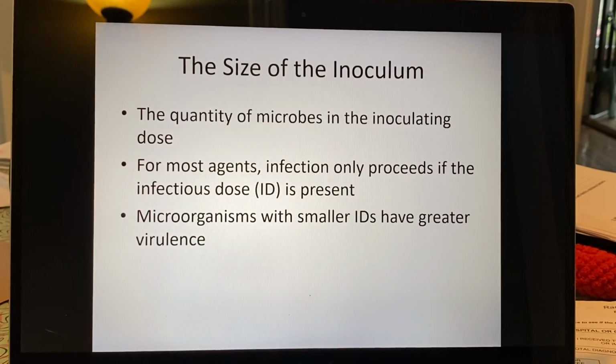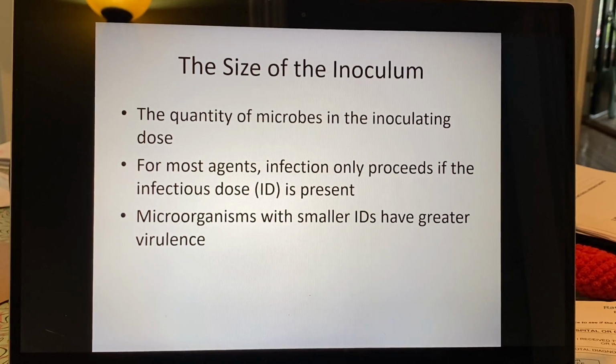So one of the things that matters too as to whether infection or disease develops is the size of the inoculum. And what that refers to is the quantity of microbes in the inoculating dose. So imagine if someone is infected with some type of respiratory virus and they sneeze on you. What would it take in terms of the number of viruses that you breathe in for you to start to develop an infection and then a disease?